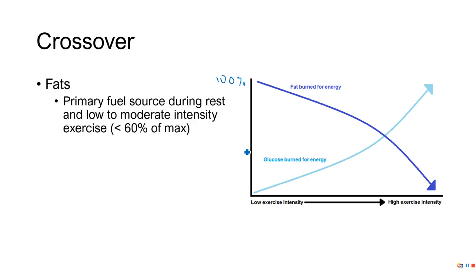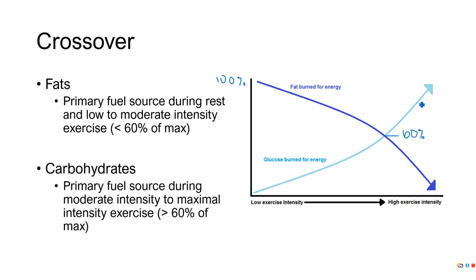Now, at the beginning, and while you're sitting here watching this video, your primary fuel source is fats. You're using fat. Okay, and that remains the case until about 60% of max. So we're going to say right here is 60%. Okay, at that point, we go from relying on fats to relying on carbohydrates. Once we get above 60% of max, we're relying on carbohydrates. Okay, so max exercise is a carb burning thing. Low intensity is more of a fat thing.